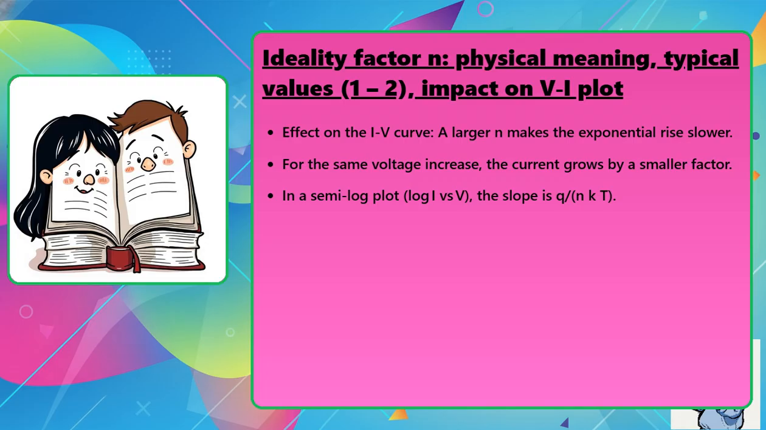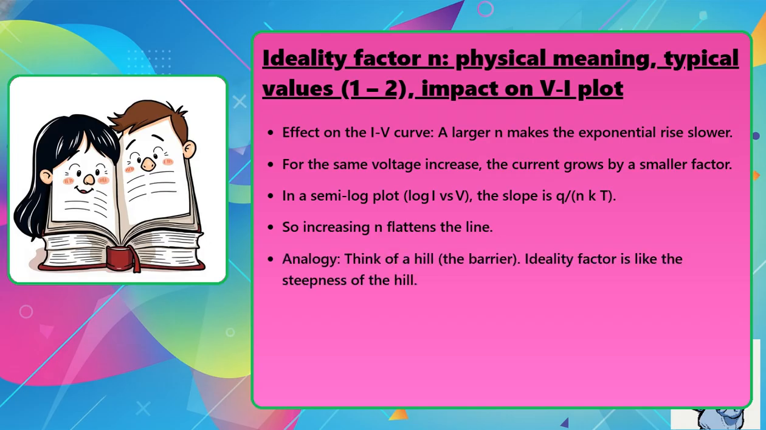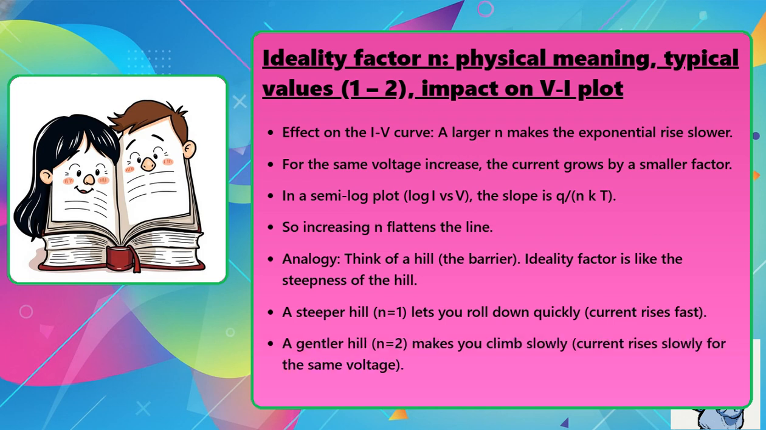In a semi-log plot, log I versus V, the slope is q over nkT. So increasing n flattens the line. Analogy: think of a hill, the barrier. Ideality factor is like the steepness of the hill. A steeper hill, n equals 1, lets you roll down quickly, current rises fast. A gentler hill, n equals 2, makes you climb slowly, current rises slowly for the same voltage.